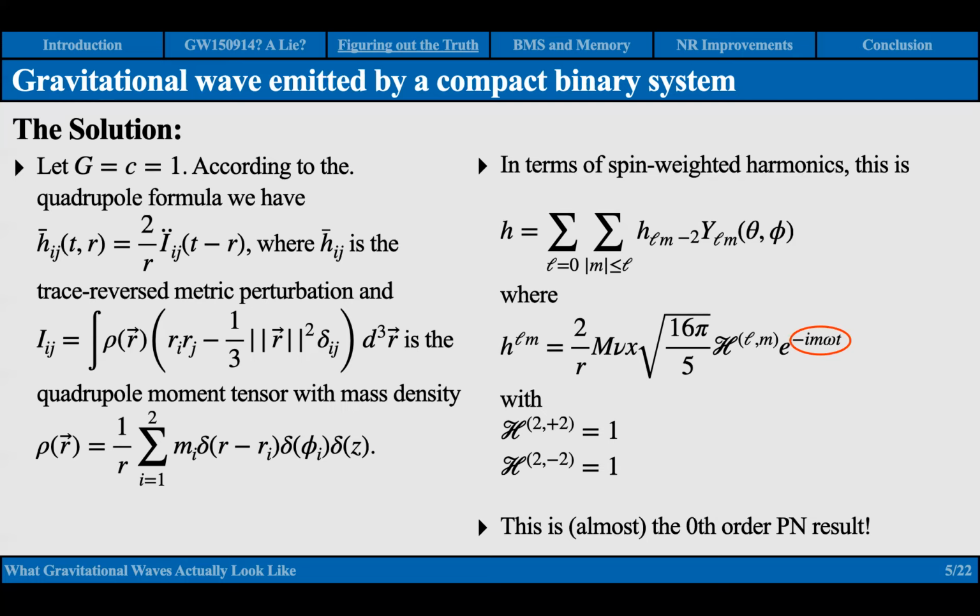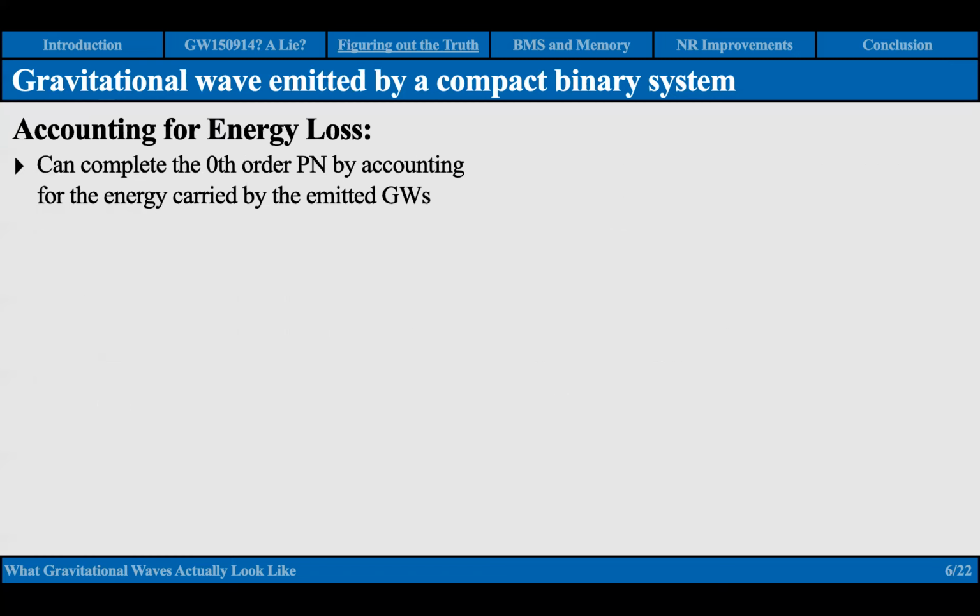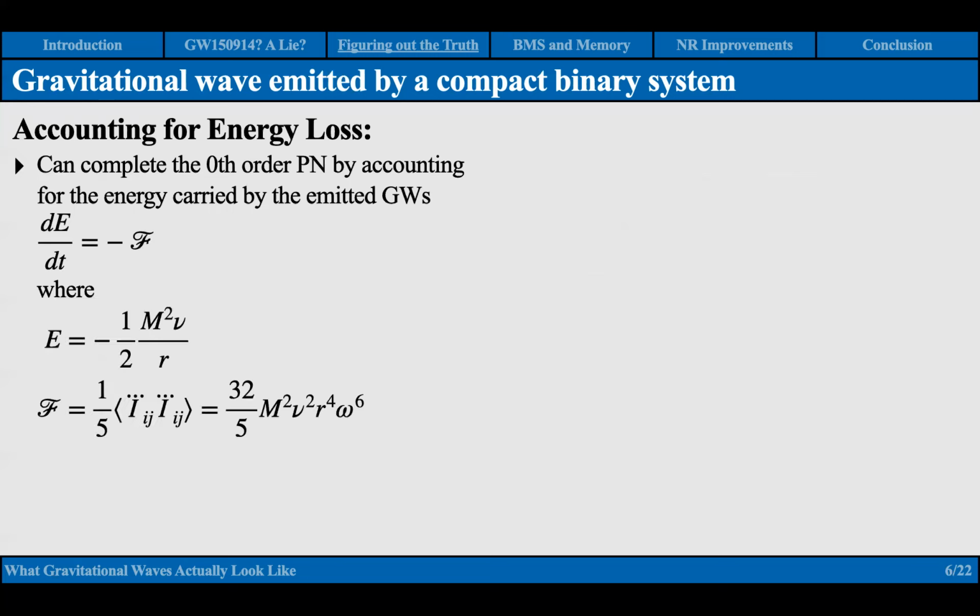So if we want to fix this, we should actually figure out what this time dependence of omega is. And to do that, we just have to account for the energy loss of the system. This is usually a basic problem in a GR class, but we'll go ahead and work through it. The way you do this is you know that the change in the energy of your system as a function of time is going to be balanced by some flux, which corresponds to the energy carried by these gravitational waves.